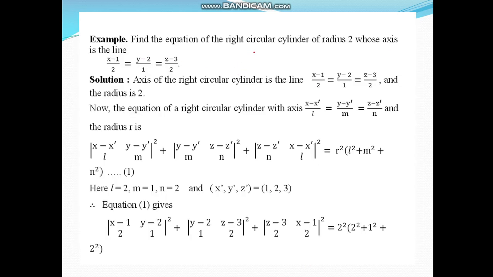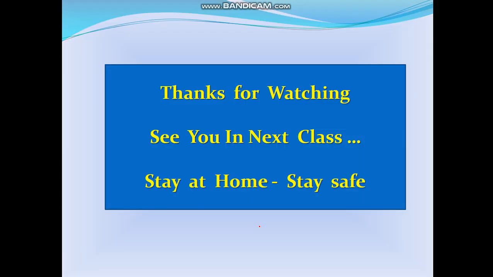Then find the equation of the right circular cylinder of radius 2 whose axis is the line. It is the same problem as in the last problem. The axis of the cylinder is this, radius is 2, and now the equation of the RCC with axis this and radius r is given by this formula. Substitute all the values, simplify the whole thing, and you will get the equation.